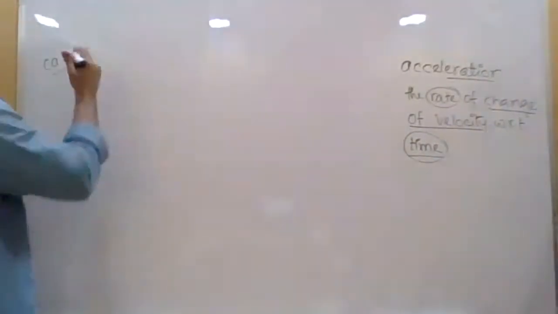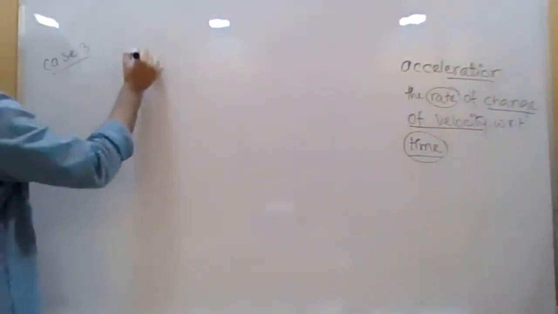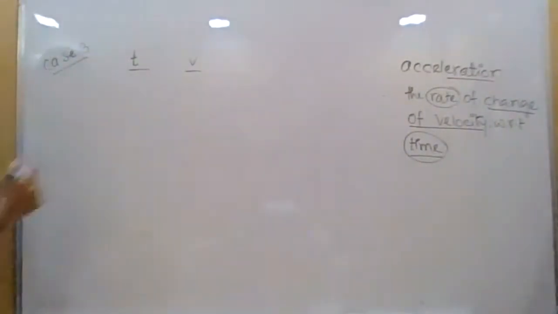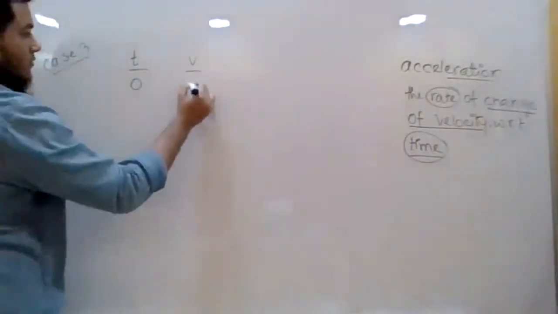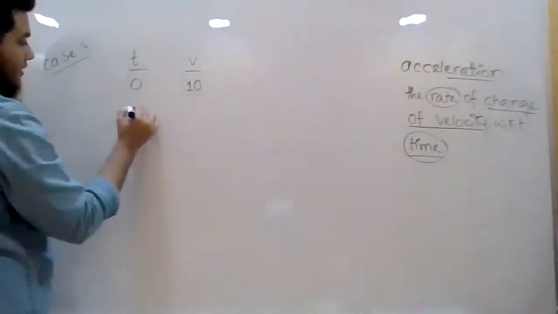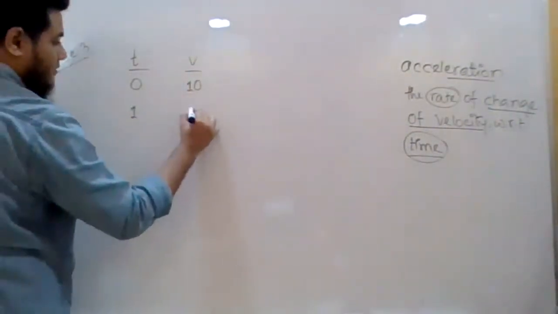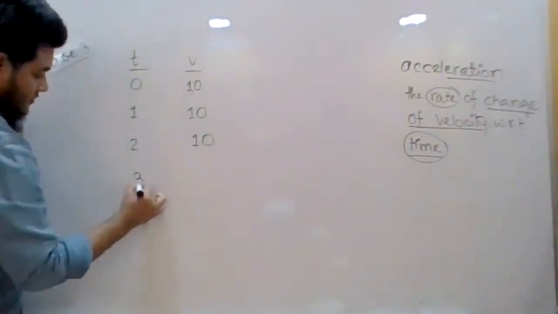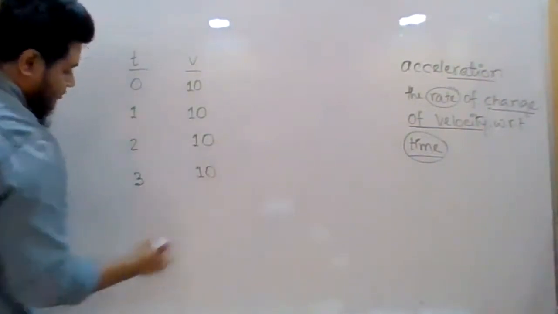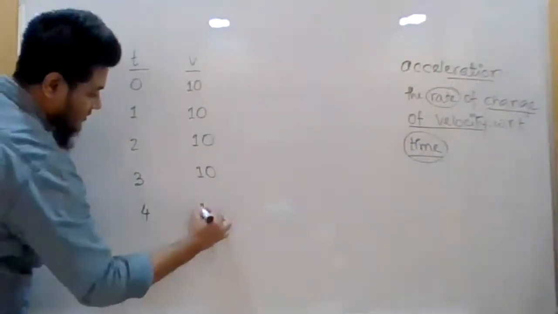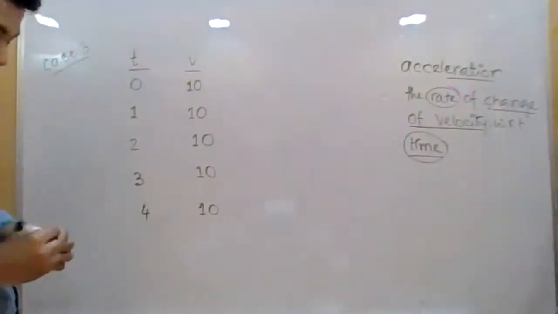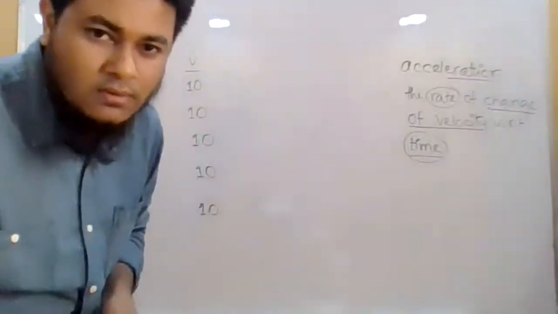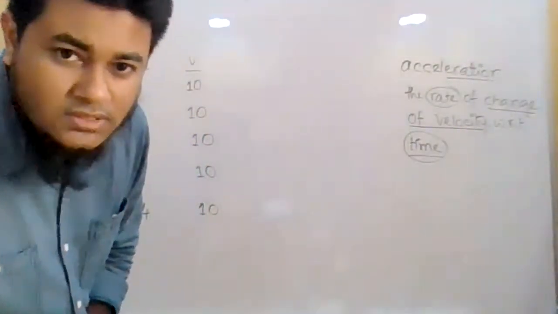Okay. Now, this is case 3. And with time, we are going to observe the change of velocity. When the time was 0, the velocity was 10 meters per second. After 1 second, the velocity is 10 meters per second. After 2 seconds, 10 meters per second. After 3, it is 10 meters per second. After 4, it is still 10 meters per second. Right? Sometimes it happens. What is going on here?